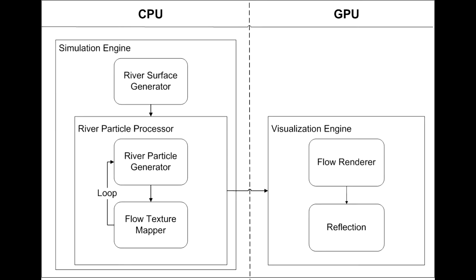The algorithm is divided in two main sections. One runs on the CPU, another one on the GPU. The simulation engine is responsible for all the simulation calculations that are performed and which are fed to the GPU on the loop in the river particle processor. The visualization engine reads this information that has been sent from the river particle processor and outputs an appropriate flow representation.